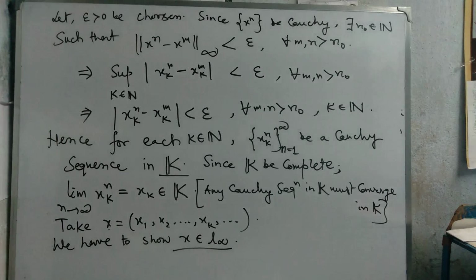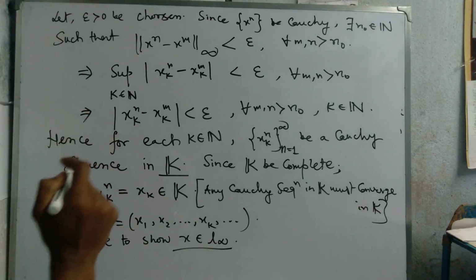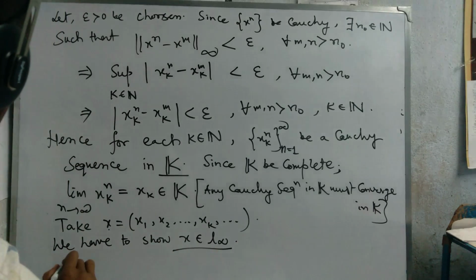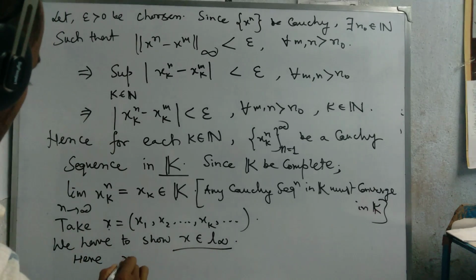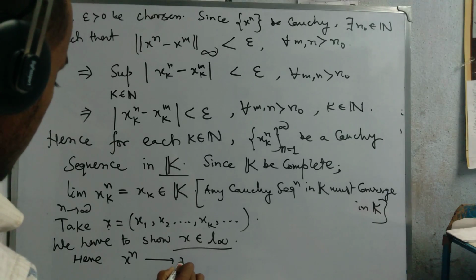So how do we show x belongs to l infinity? First we have to show that every element of x must be bounded. Then this supremum is bounded, so obviously x belongs to l infinity. So we do it in this way. We know about that. What we know here is that xn must converge to x.